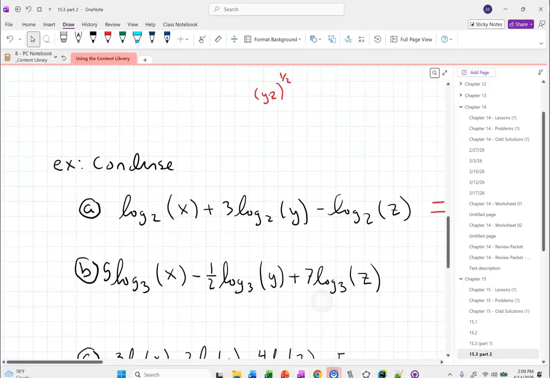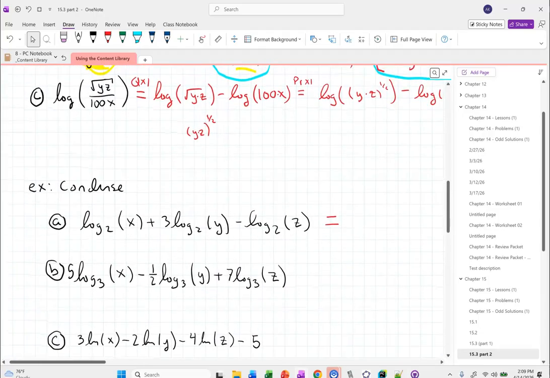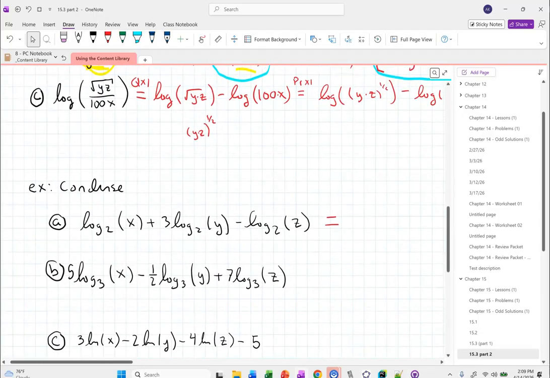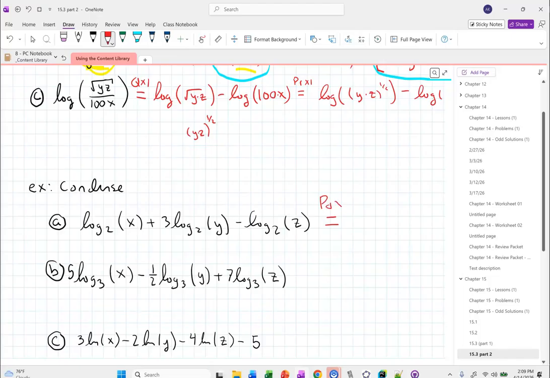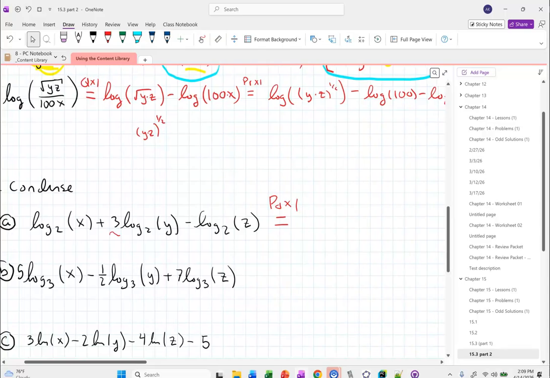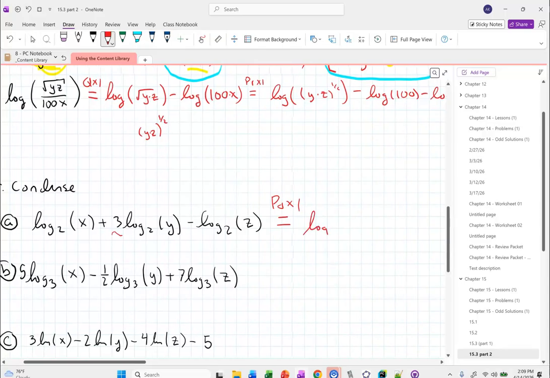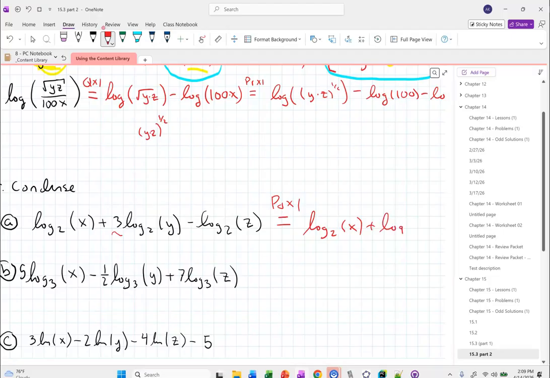All right, let's go back here and look now. So first thing we look for is the power property. The power property is signaled by a coefficient in front of the logarithms. How many power properties do we see? One. Just one. It's that guy right there. So that's going to take that coefficient and move it inside the logarithm as an exponent.